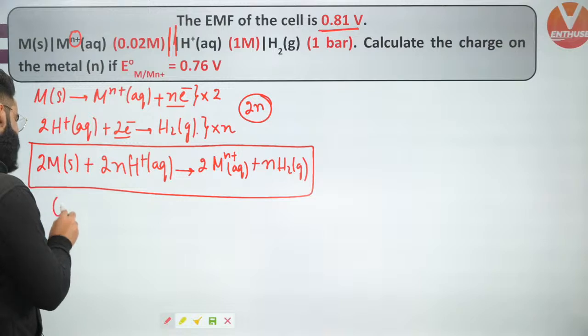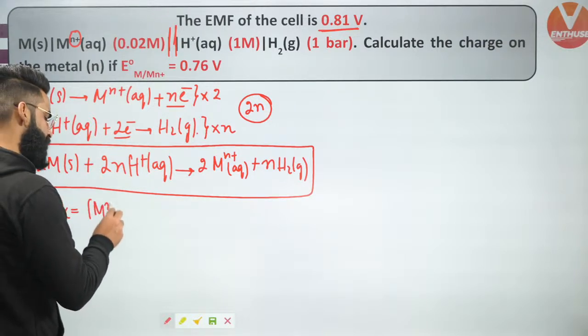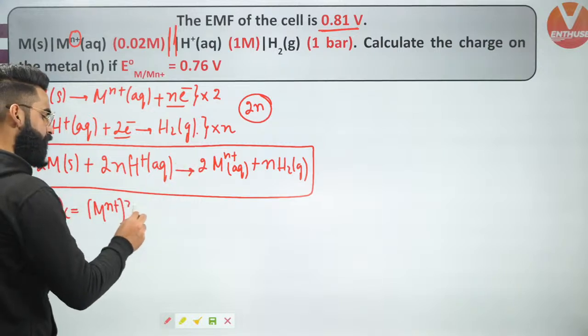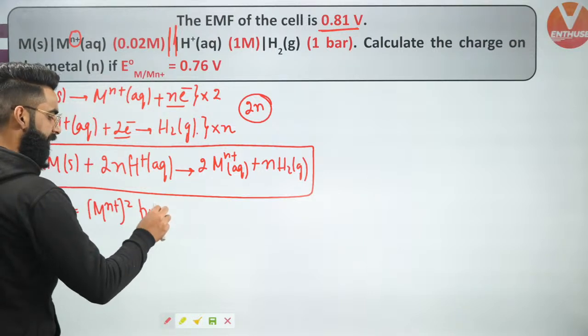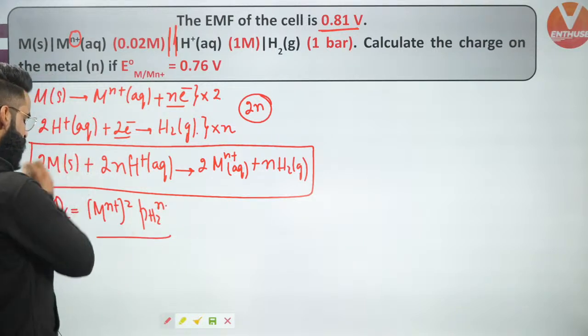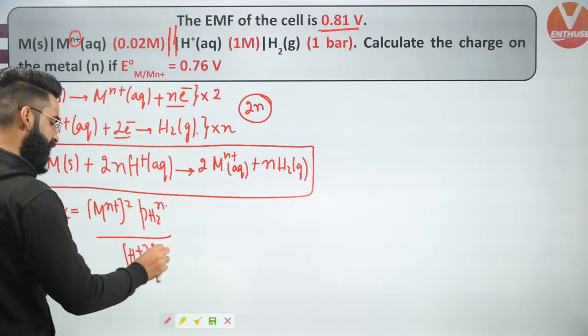Now guys, can I write the expression for QC as well? QC expression is going to be the concentration of Mn positive raised to power 2 multiplied by the partial pressure of H2 raised to power n, divided by, since this is solid and its active mass is 1, the concentration of H positive raised to power 2n.